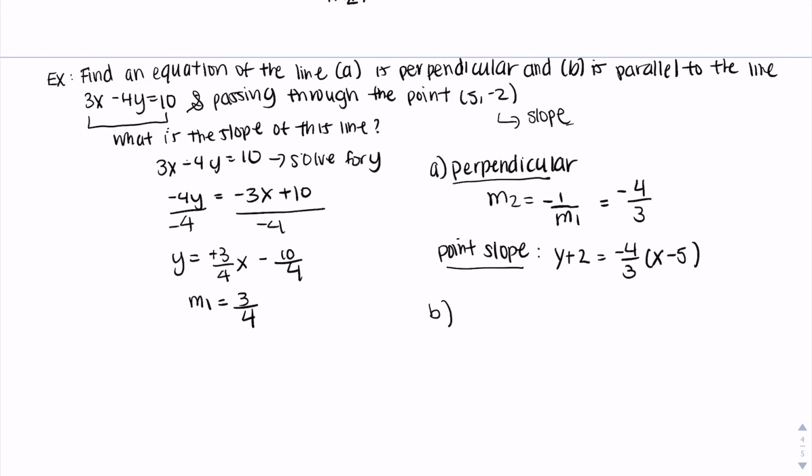So now for B, which is asking for it to be parallel. Parallel means that the slope will be the same. So M1, the slope, will be equal to M2. So you know that the slope would still be 3 over 4. And you can write this as y plus 2 equals 3 over 4 times (x minus 5).